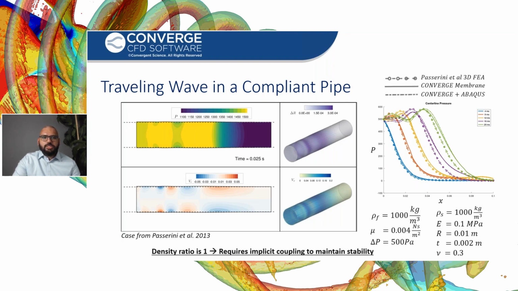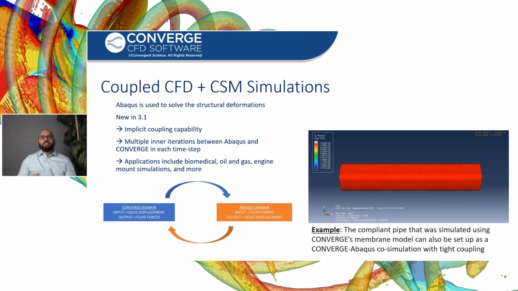This is done using CONVERGE's membrane model. We could set up the same case using a CONVERGE Abaqus co-simulation, which I mentioned earlier. In that case, we would solve the fluid domain within CONVERGE, and then we would have an Abaqus simulation which would exchange information back and forth with CONVERGE. So we would transfer the forces to Abaqus. Abaqus calculates the deformation and gives back the information to us.